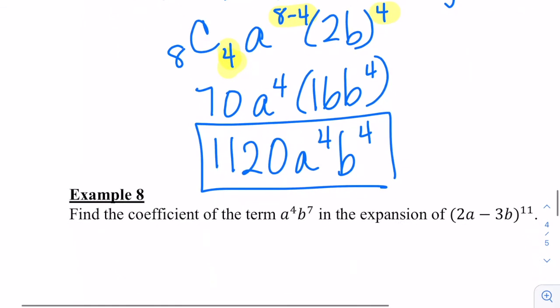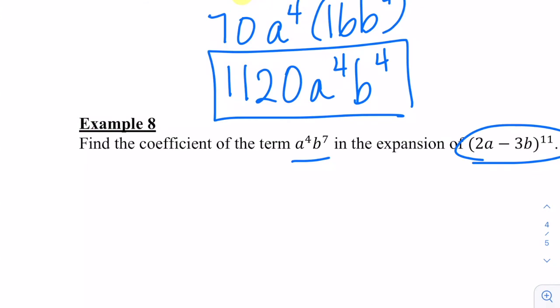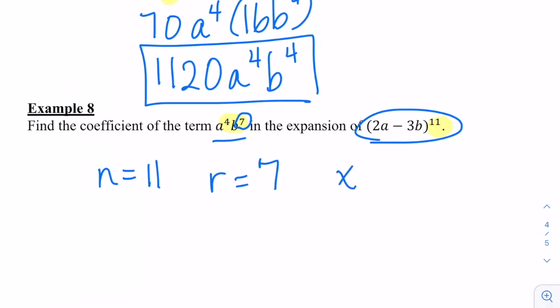All right, now for the last example, we want to find the coefficient of this term given the expansion. The degree, well, that's just 11. We can see that here, right? And we can also add 4 and 7. Remember, we were talking about the r being equal to the exponent of the second variable. So that's going to be 7. And so if I wanted to write this out, I just want to make sure my x was 2a and my y is negative 3b.